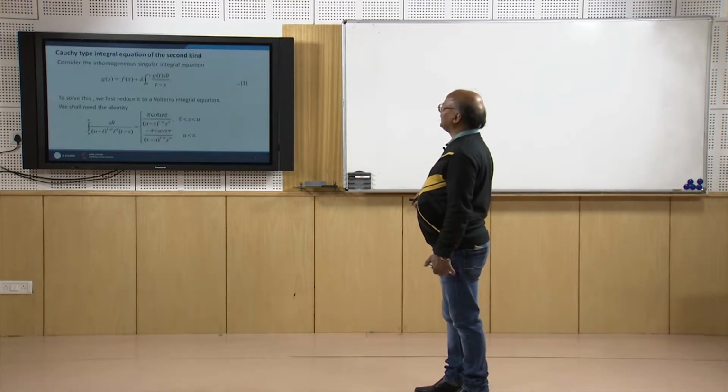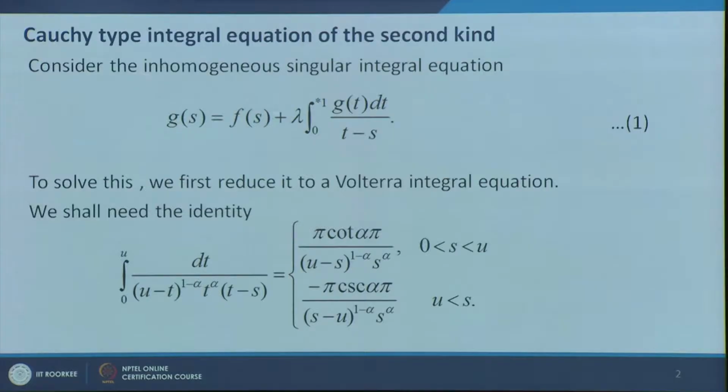So let us consider the inhomogeneous, or non-homogeneous, singular integral equation: g(s) equals f(s) plus lambda times the integral from 0 to 1 of g(t) dt over (t minus s), where the star indicates the Cauchy principal value of the integral. To solve this singular integral equation, we first reduce it to a Volterra type integral equation, and then we solve it the way we solve a Volterra type integral equation.